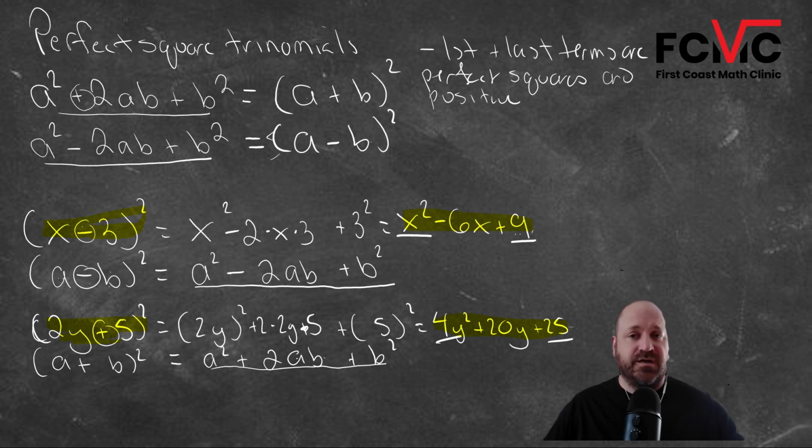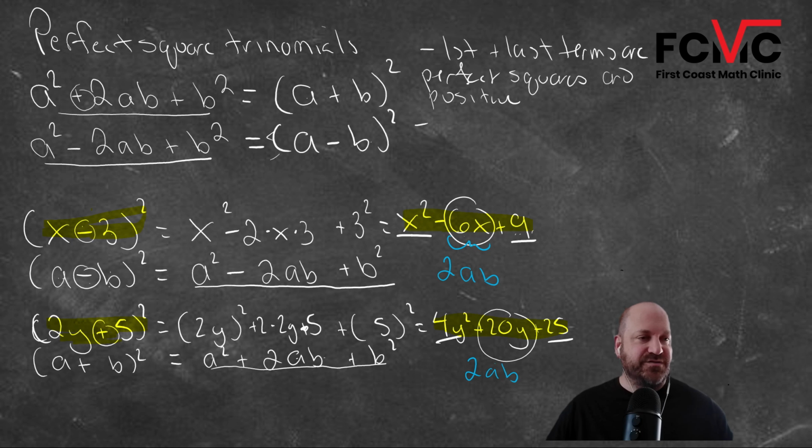So that's our first check. Second check is, let's look at that middle term, right? So we have 6x and 20y. Well, how do we get that? What's our check for that? Well, we know we're going to get this term by taking 2 times a times b and 2 times a times b. So that's our check for the middle term.